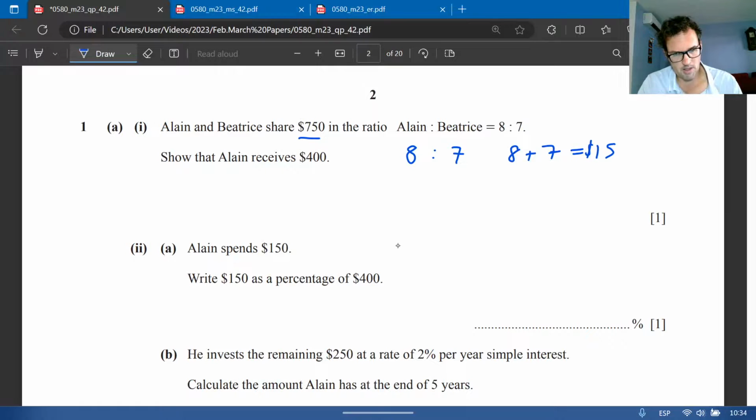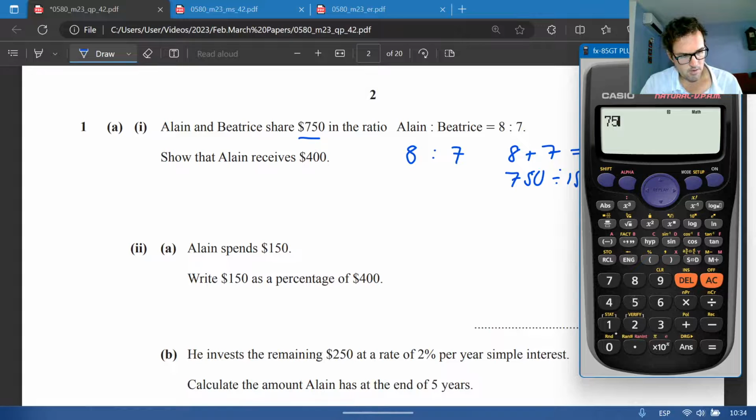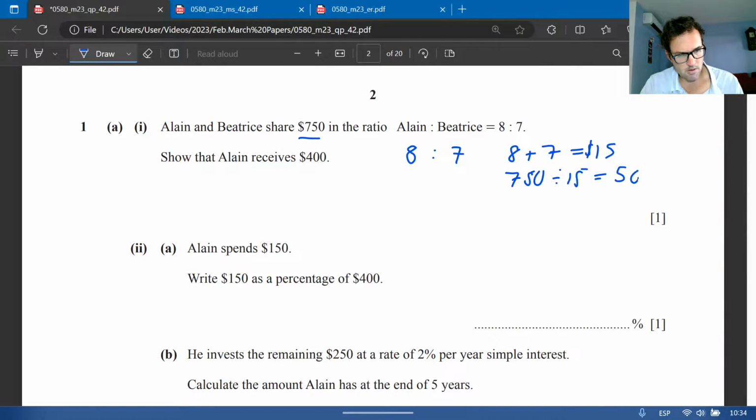So we need to keep sharing, keep giving Elaine 8, keep giving Beatrice 7 over and over again until we've shared out 750. So how many times are we going to have to do that? We do 750 divided by 15. 750 divided by 15 is 50 times. So 50 times we need to give Elaine $8. So 8 times 50 is what? Oh, that's 400.